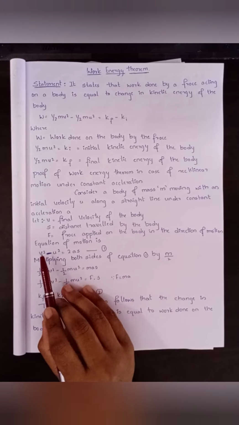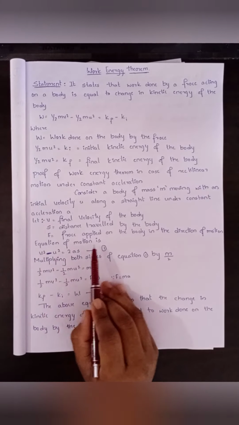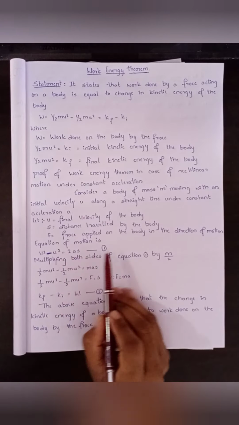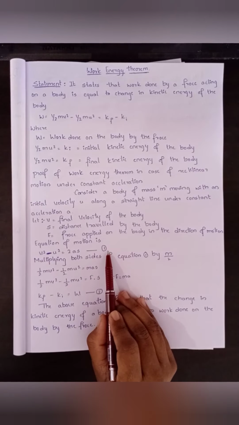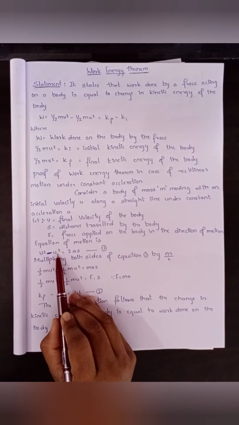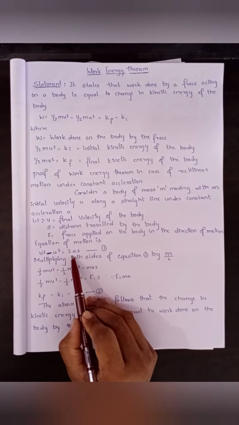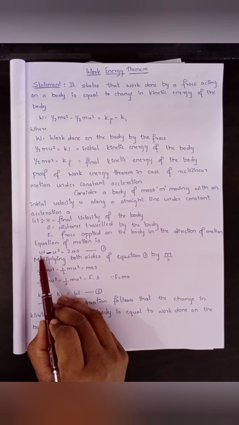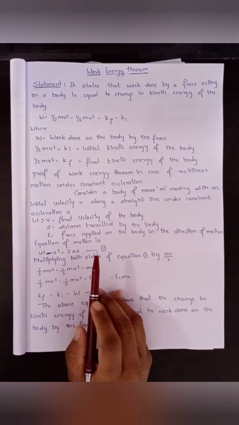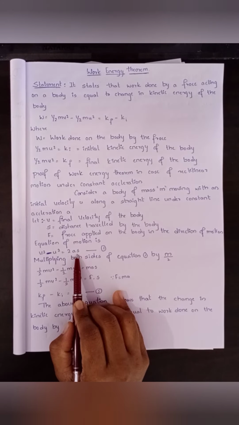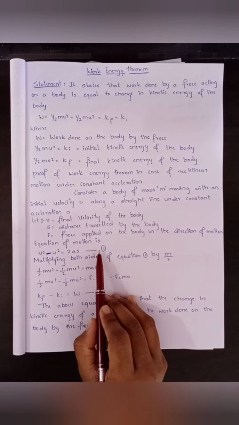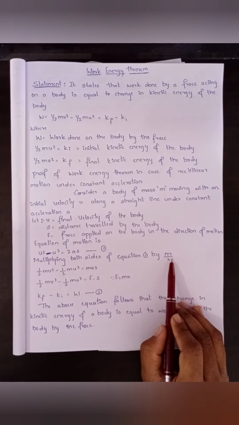You are familiar again with the equation of motion, that is v square minus u square is equal to 2as. Let us consider this as equation 1. This is the equation of motion, where v is the final velocity, u is the initial velocity, a is the acceleration, and s is the distance travelled by the body. Now multiplying both sides of equation 1 by m by 2.